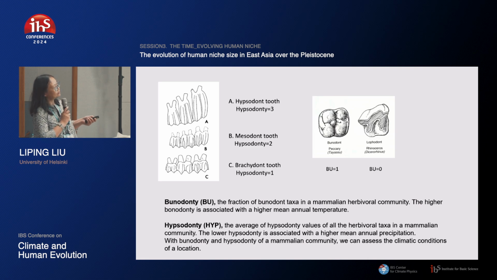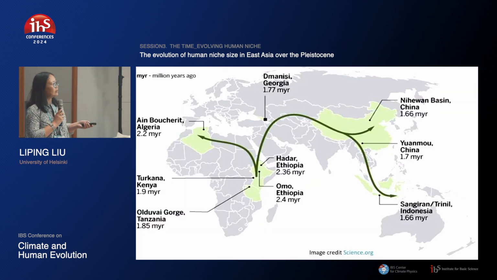So if you have bunodont, you get 1. If it's lophodont, you get 0. Many animals like pigs and primates have this kind of bunodont teeth. So they are special to fruit eaters, so they are living in forest habitats.